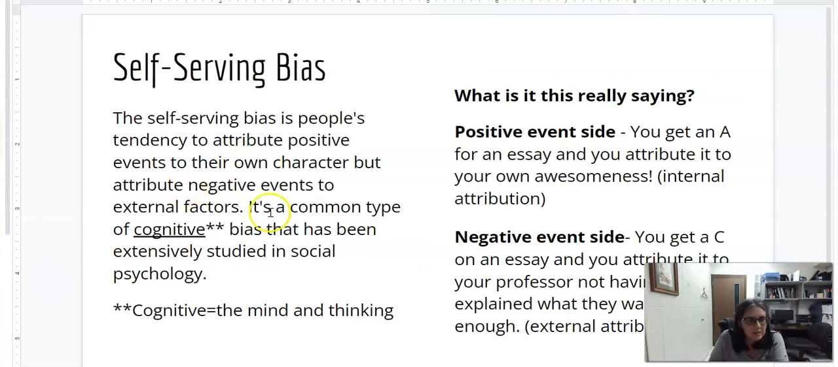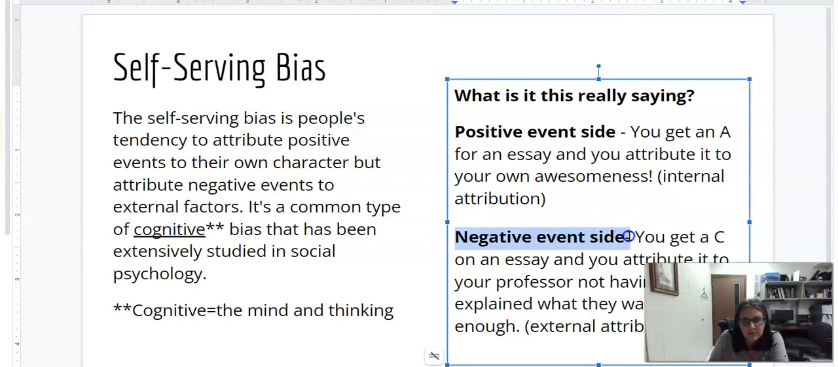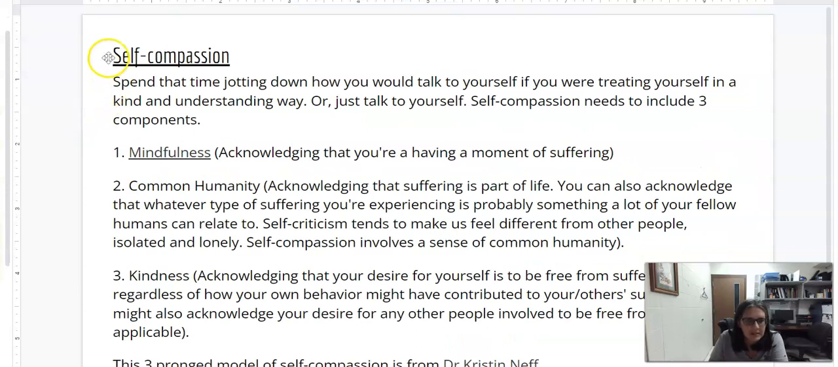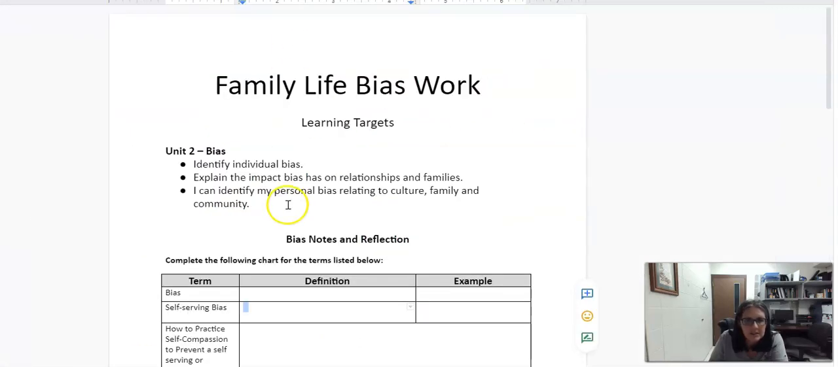Also, putting some self-awareness in. If you would normally blame someone else for that negative event, just look at it: were you paying attention to the professor, or did you do your notes? Sometimes it's on us. Sometimes it is the other person. A lot of times it's a little bit of both. So looking at that self-compassion and mindfulness, spend some time on how you would talk to yourself and treat yourself. Self-compassion needs to include 3 components.